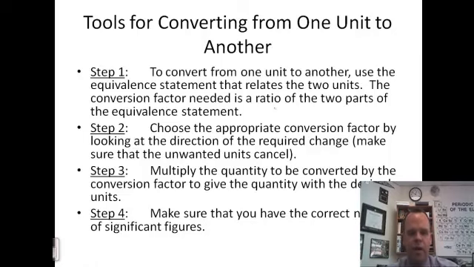Second, choose the appropriate conversion factor to go in the direction of the change that we want to make, making sure that the units we want to get rid of are being canceled in each step. Multiply the quantity to be converted by the conversion factor to give the quantity that you desire. And this big, very important last step, now that we're learning significant figures: is the number of significant figures in the answer appropriate for the least precise piece of data that we worked with in the problem?